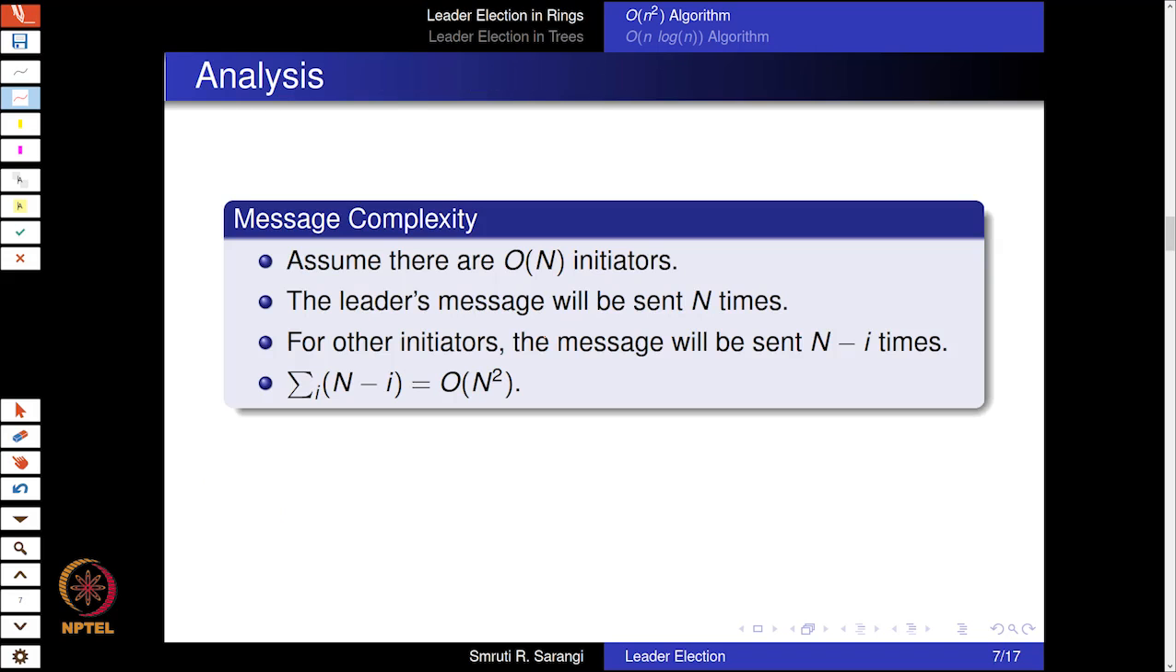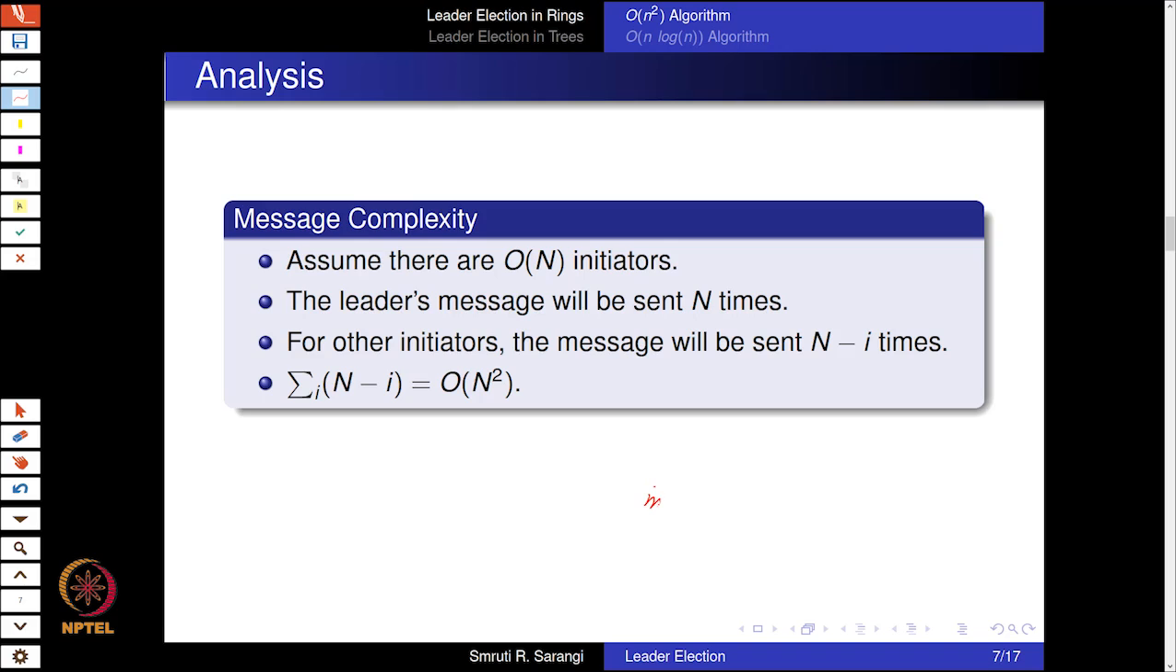So what is the message complexity? Well, worst case, you can have order n initiators. The leader's message is going to be sent n times throughout the ring. For other initiators, the message will be sent a maximum of n minus i times. So what is i? So let's say I am the second, I'm not the minimum, but I am the second minimum, but I am just beside the minimum node.